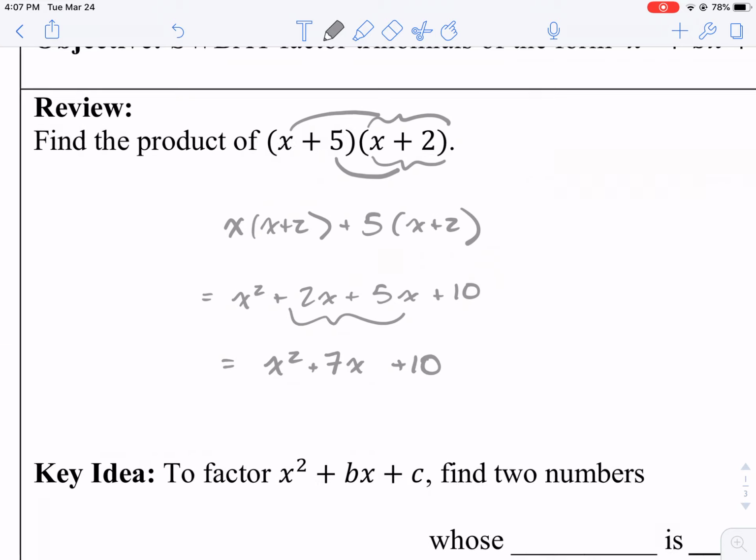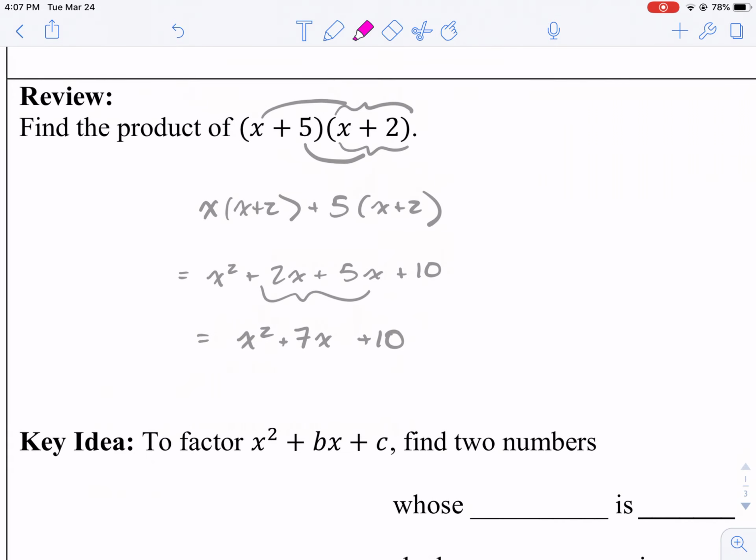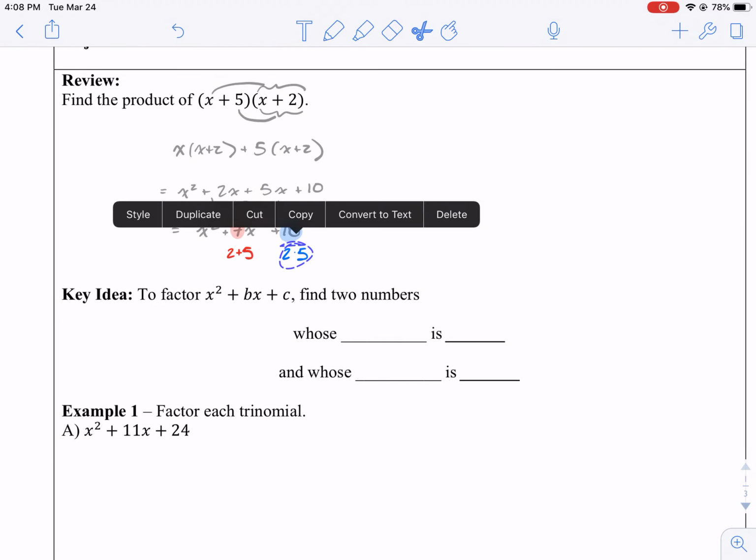Let's back up a little bit and remember where I got this 7x from and where I got this 10 from. I got 7 because that was equal to 2 plus 5, back when I added these two together. And I got this 10 because that was equal to 2 times 5. And that's what we will be doing today. We will add two numbers and we will multiply two numbers. And that's basically all we need.